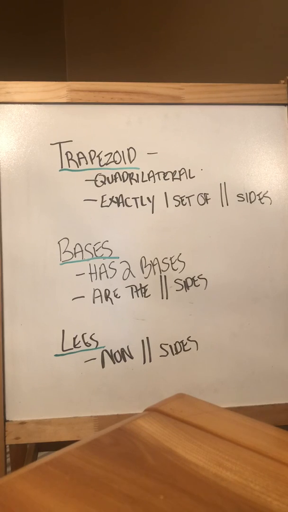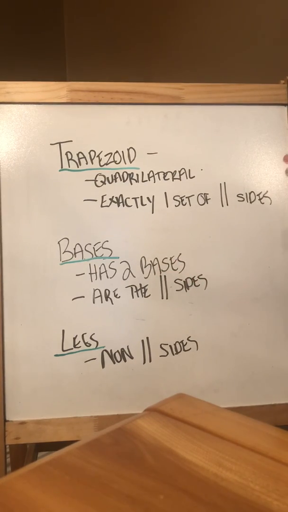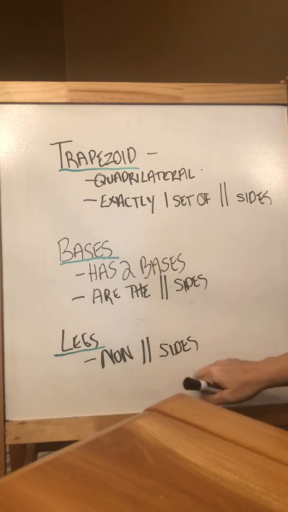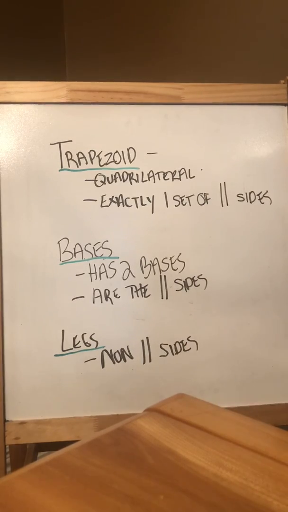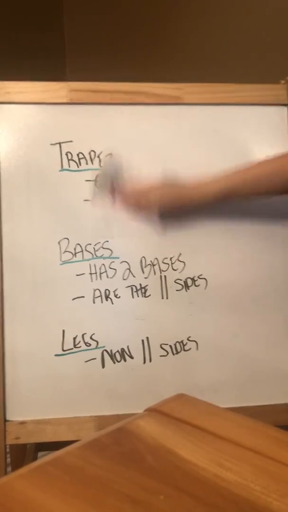So trapezoids have bases, whereas a triangle has one base. Trapezoids are going to have two bases, and the bases are the parallel sides, and the legs are going to be the non-parallel sides. So I'm going to erase this now, and we are going to keep going.